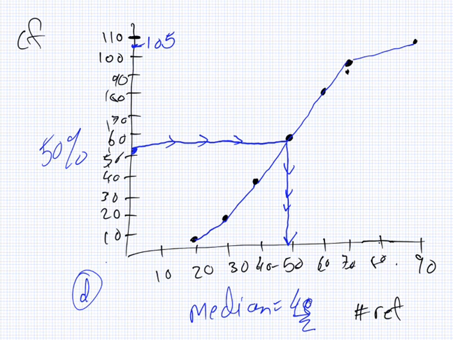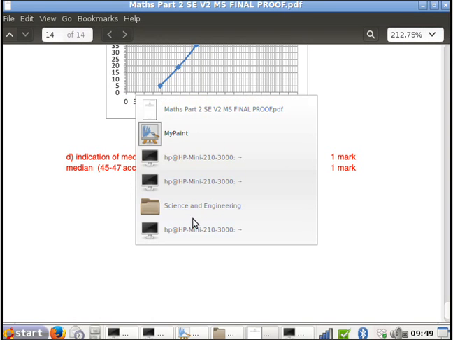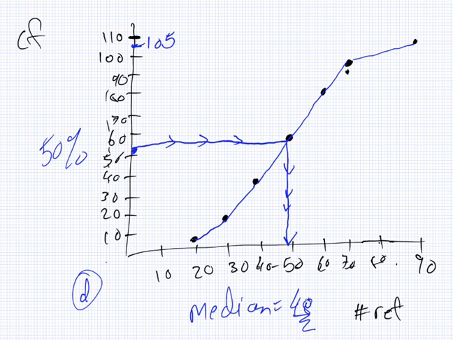So close, but it says it's acceptable between 45 and 47. Down, 47. Nailed it. Well, look, if I didn't have any graph paper, it's not half bad for no graph paper and wobbly lines.